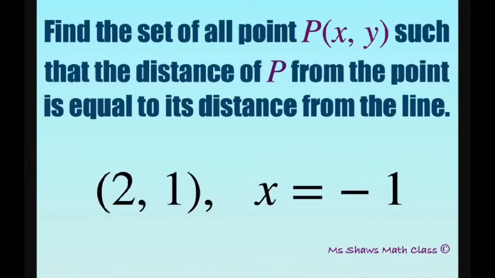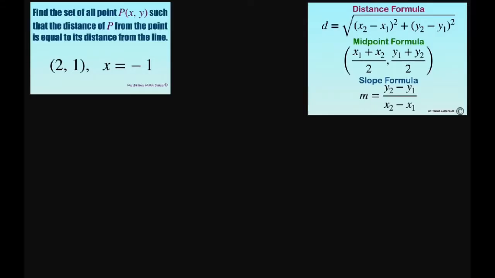We're going to find the set of all points P (X, Y) such that the distance of P from the point is equal to the distance from the line. So this is the equal distance from this point to this line, and we're trying to find all the points. So we're just going to come up with some formula with X and Y in it. Basically, we're going to do the distance for this one.